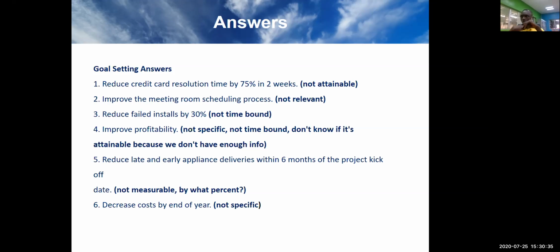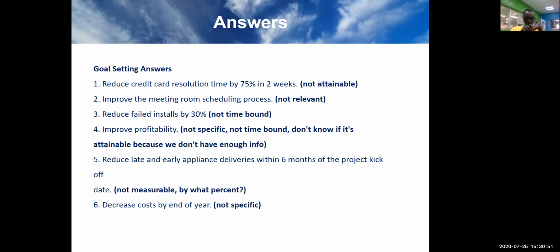Reduce failed installs by 30%, it's not time bound. Improve profitability, not specific, not time bound. You don't know if it's attainable because we don't have enough info. Reduce late and early appliance delivery within 6 months, not measurable. By what percent? Decrease cost by end of year, not specific.